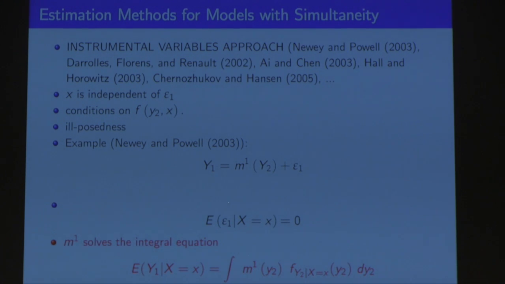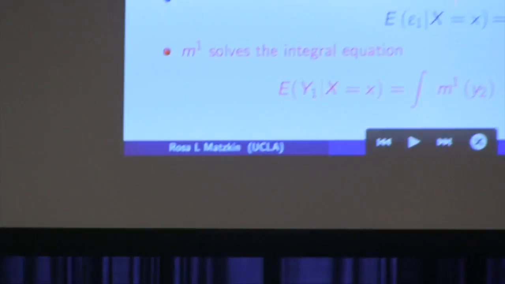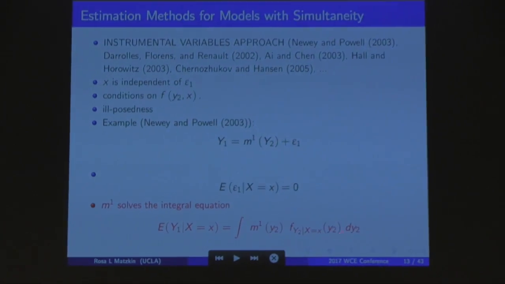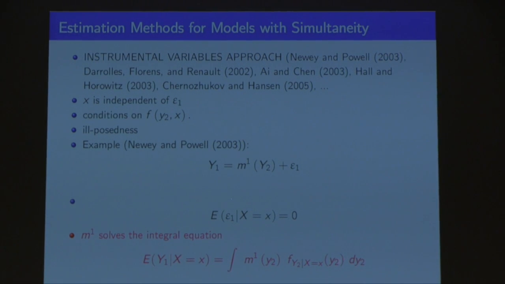Now integral equations are difficult to estimate, and this work mostly assumes that there is a unique solution to this. So basically, identification is not dealt with. This is observed from the data, right? This can be calculated from the distribution of y1 and x. This is the conditional density of y2 given x. That can be, again, calculated from the data. So this is observable. This is observable. So we just need to solve for this equation, okay?